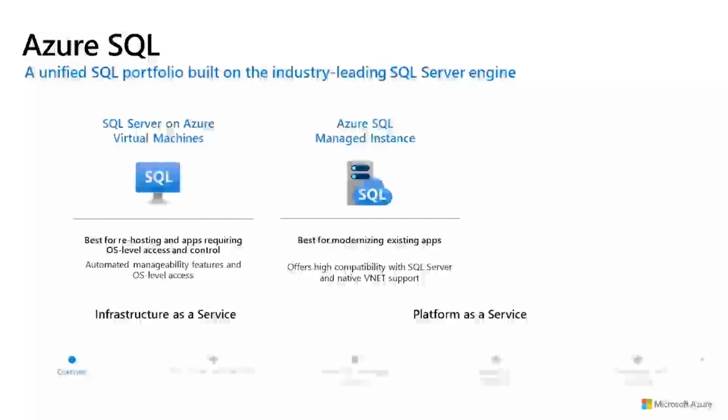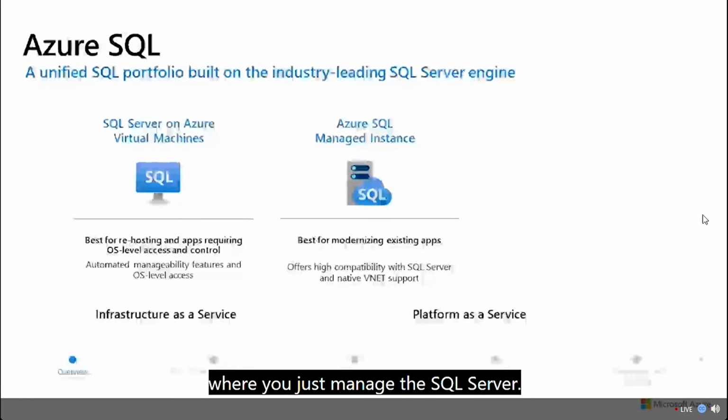Now, this first option is infrastructure as a service, or IaaS, and that's SQL Server on Azure Virtual Machines. What this basically means is that we're going to manage the infrastructure, and you're going to manage the OS and the SQL Server. Now, if we abstract one layer higher and say, okay, I don't want to manage the virtual machine or the OS and be responsible for updating and patching the OS or the SQL Server, we can abstract away the VM and give you a managed instance where you just manage the SQL Server.